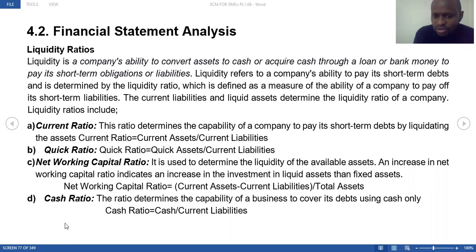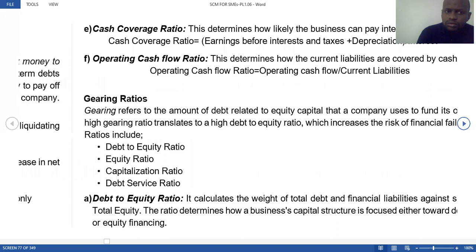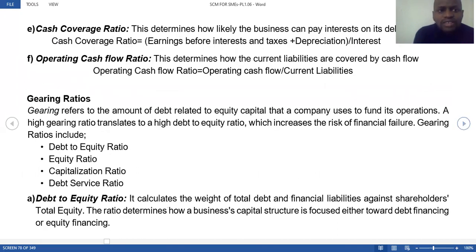Then we have the cash ratio. Cash ratio is calculated by dividing the cash with the current liabilities. Then we have cash coverage ratio. This determines how likely the business can pay interest on its debt. And this is calculated by earnings before interest and taxes plus the depreciation divided by the interest.